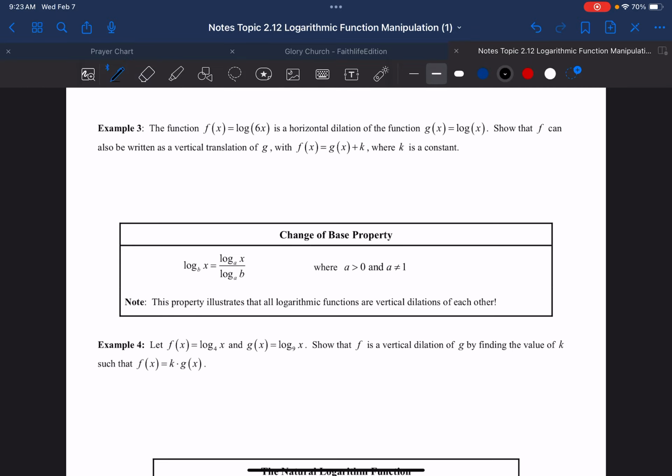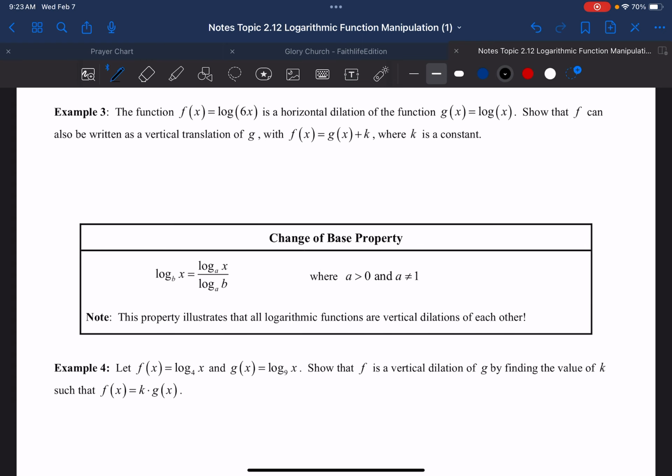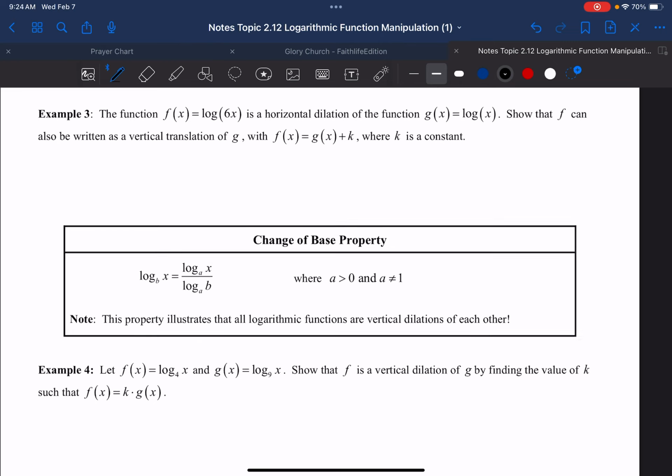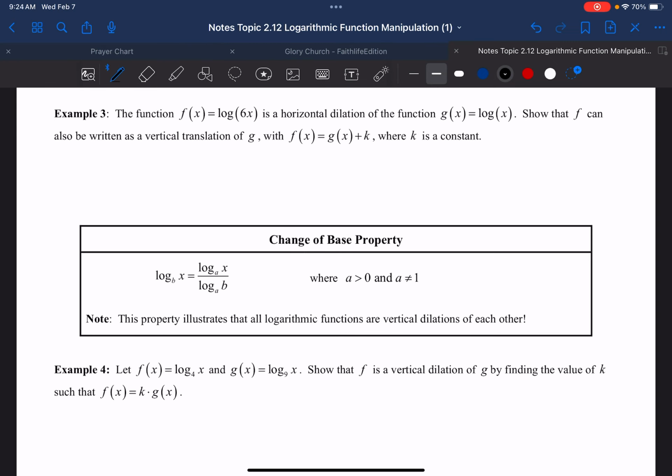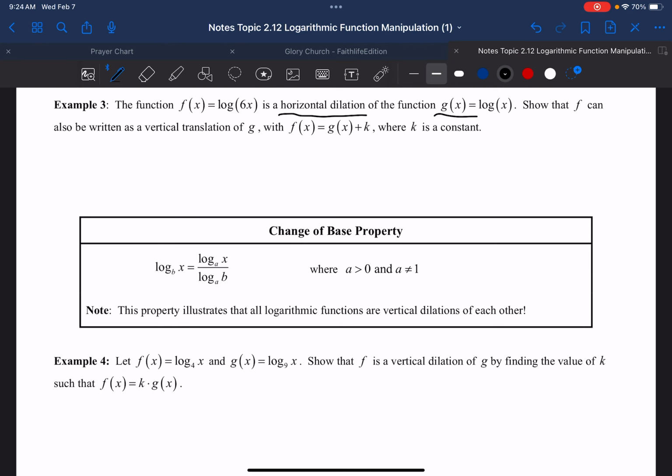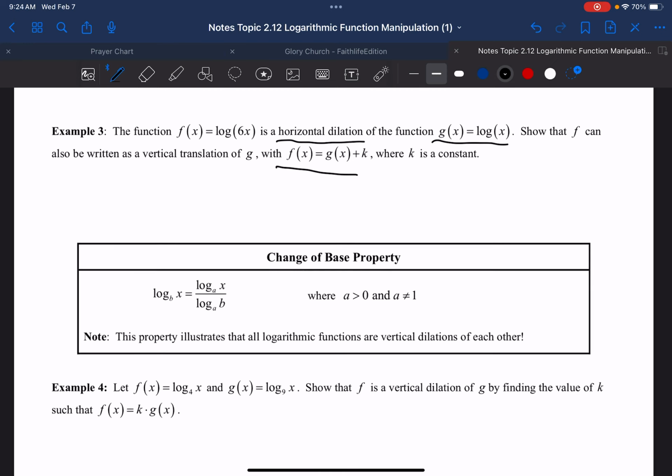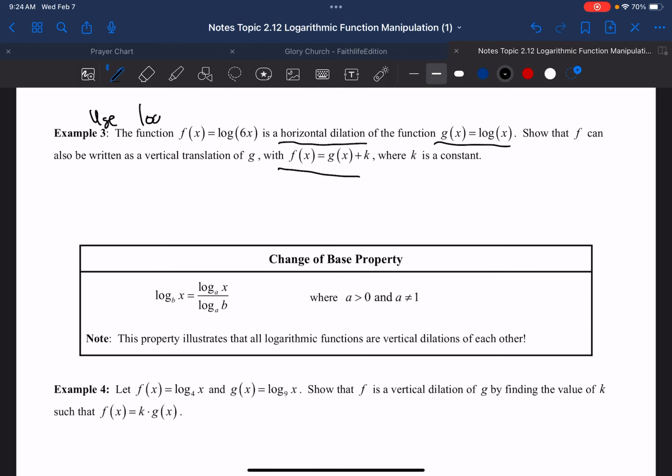Example 3. The function, okay, I will say on example 3, this is a lot more wordy than what it really is. It makes it seem a lot harder than what it really is. The function f of x equals log of 6x is a horizontal dilation of the function g of x equals log of x. Show that f can also be written as a vertical translation of g, with f of x equals g of x plus k, where k is a constant. So what this means, okay, use your log rules. Use log rules. And let's write out how it wants it.